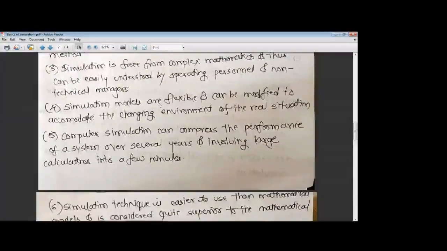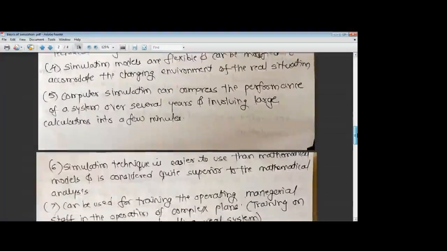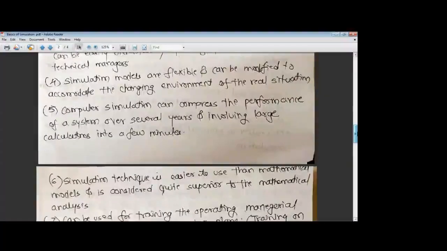So environment is the environment of your numerical or the environment of your problem. So if the environment of your problem is changing, the changes can be made in your simulation model as well, and hence simulation models are flexible and can be of great use for modification according to the changing environment of that particular problem. And if there is a change in the real situation, there will be a change in the problem environment, and that change can be taken care of in your simulation model, because those are flexible models and not robust models.